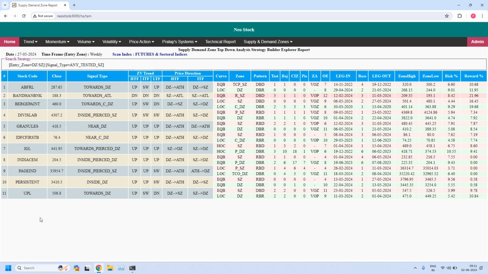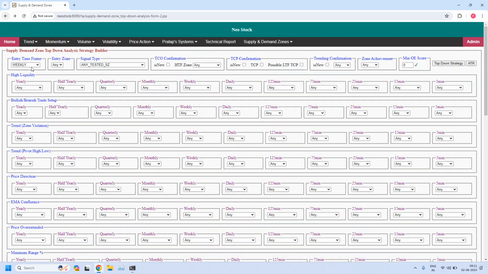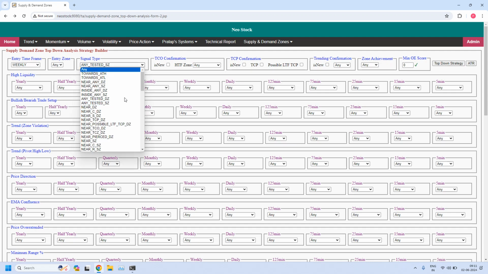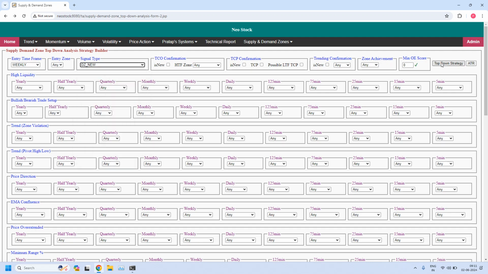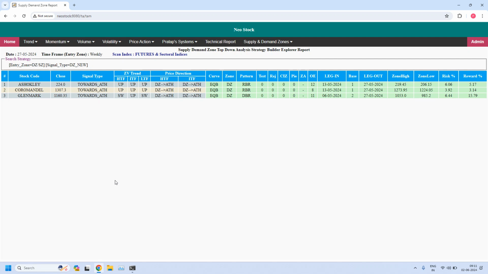Okay, let's generate the next report, newly created zones. So I'm going back. For weekly time frame, let us find the stocks having newly created weekly demand zones. Only 3 demand zones are created during this week, and all these are all-time high demand zones.